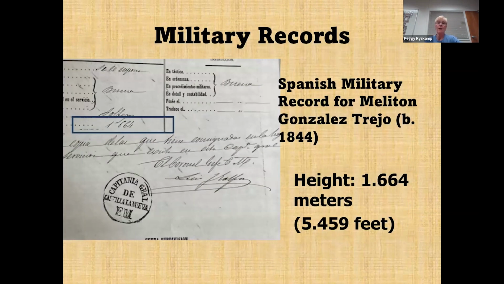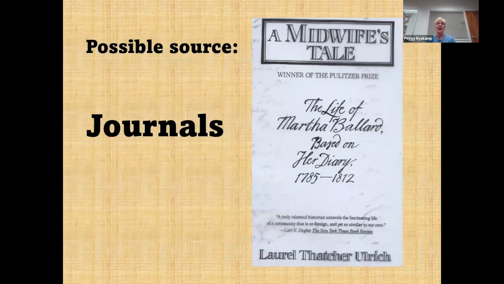Military records can be a good source for interesting details. This is a military record from Melitón González Trejo, who was born in 1844. His height was 1.664 meters, which translates to 5.4959 feet, so you get a sense of how tall he was. It's interesting because some of the descriptions describe him as tall, and we would not necessarily think today of a male of 5'5" being tall, but there was a different height going at that point.